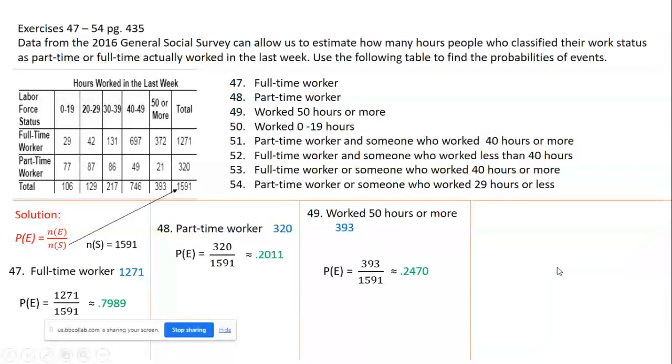All right, number 50, worked from 0 to 19 hours. So we have a column of people who work from 0 to 19 hours, and it tells me that the total is 106.